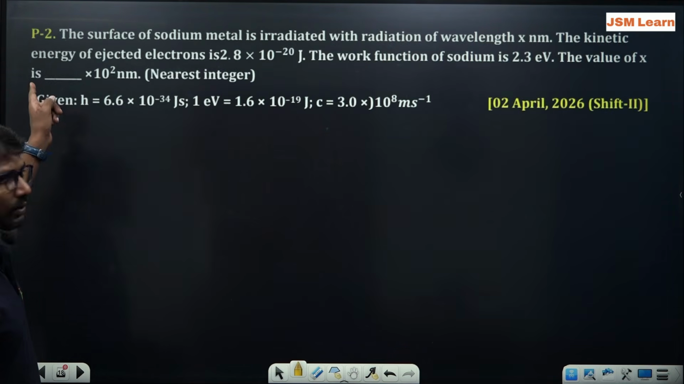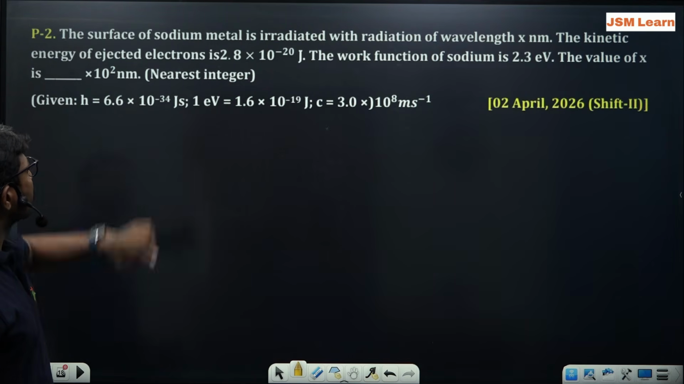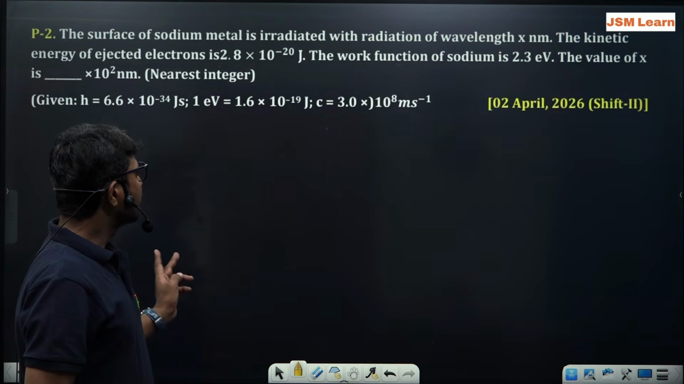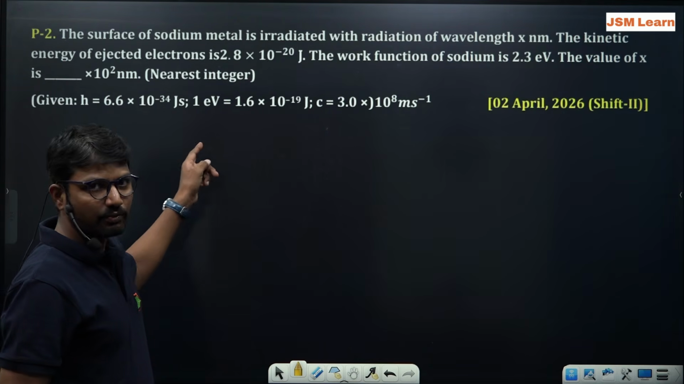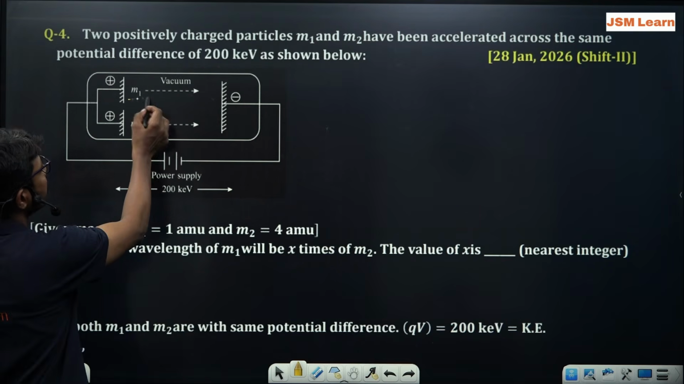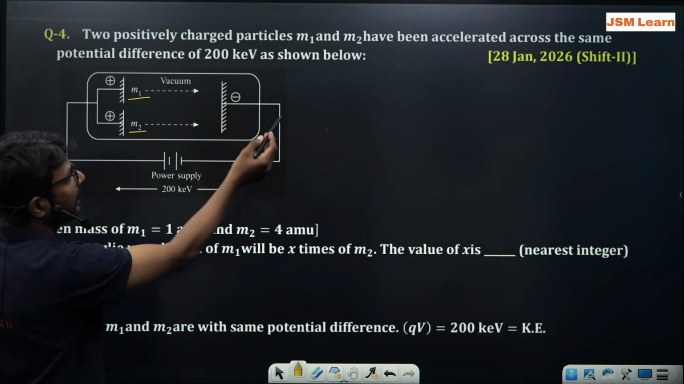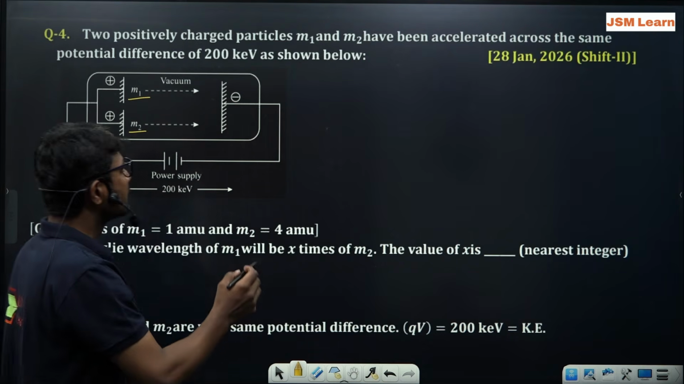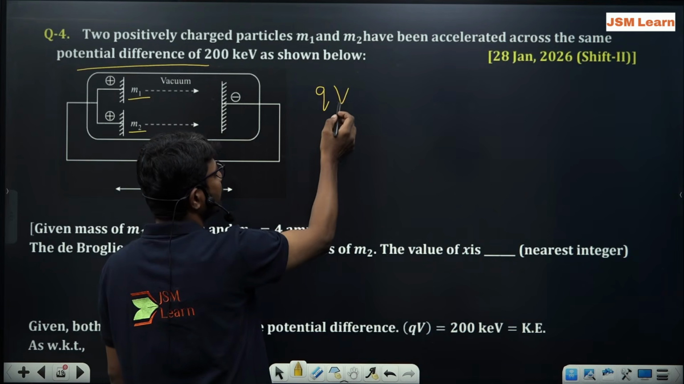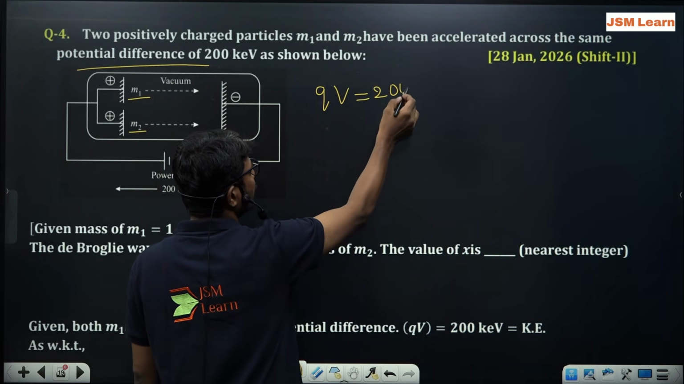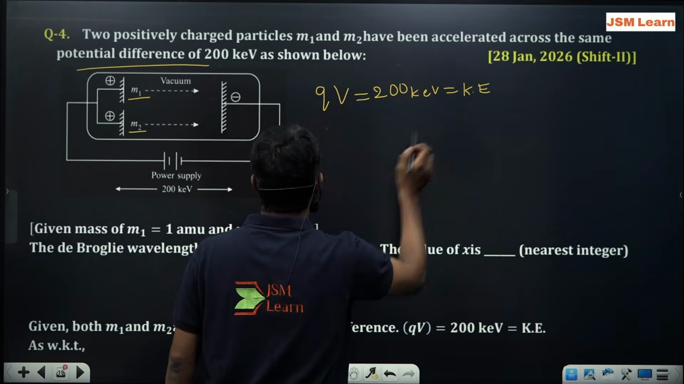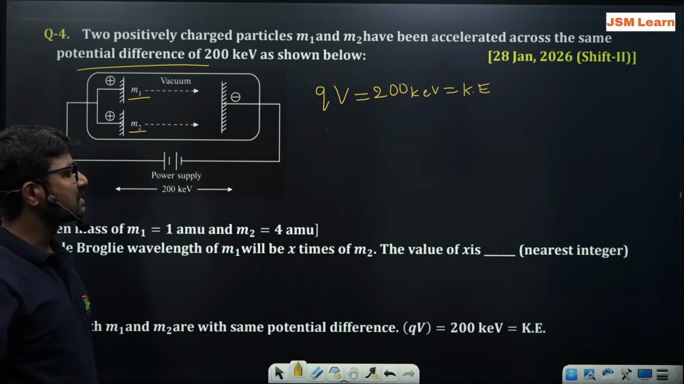Here is one question for you for practice, the surface of sodium. Again, it is based on the photoelectric effect concept. Previously, how we solved it, utilize the formula which is required for this, and comment your answer, students. Now here they have given two positively charged particles M1 and M2 that have been accelerated across the same potential difference of 200 kilo electron volt, so qV is equal to 200 kilo electron volt. That is nothing but the kinetic energy, which in the case of both particles M1 and M2 is the same.